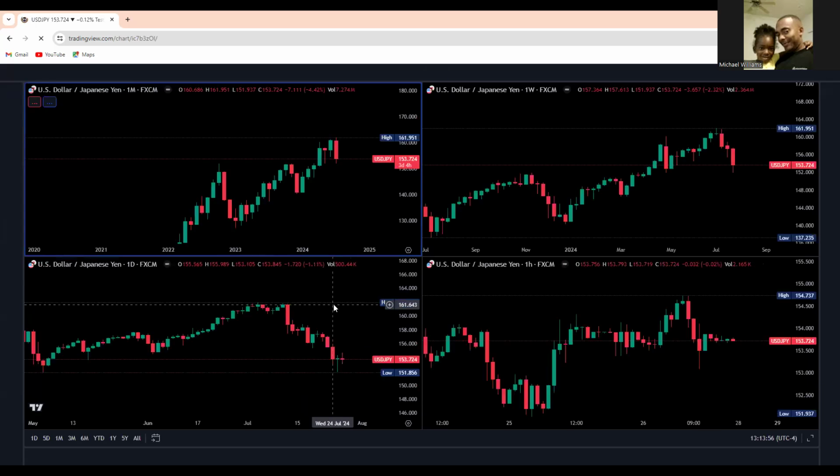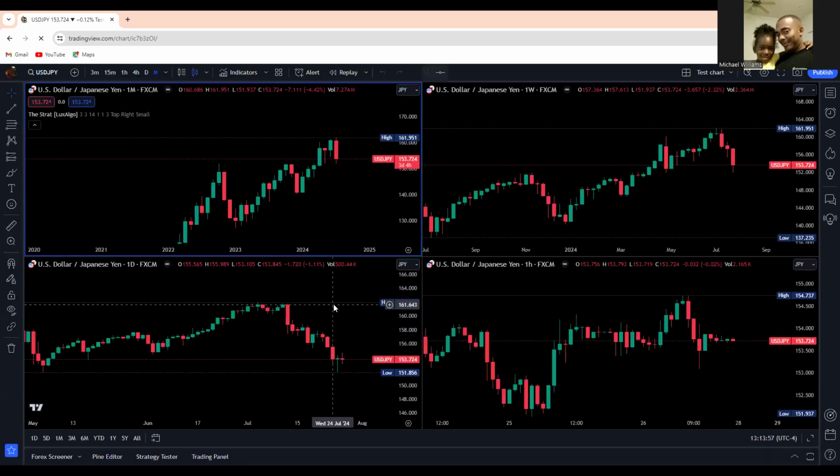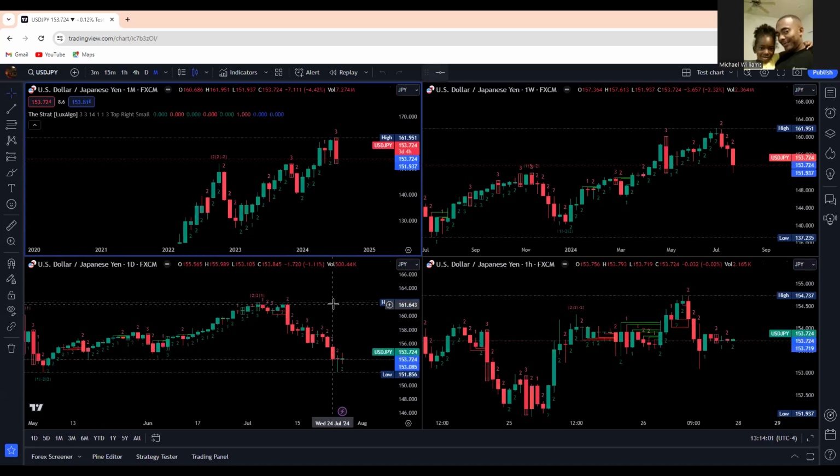All right. So as part of this strategy, the strat, there's a thing called multi-time frame confluence. It's like multi-time frame agreement. So basically what we have here is our monthly chart of USDJPY. We have our weekly, we have our daily, and we have our 1 hour. So this is our multi-time frame confluence, and this is how we can do top-down analysis.